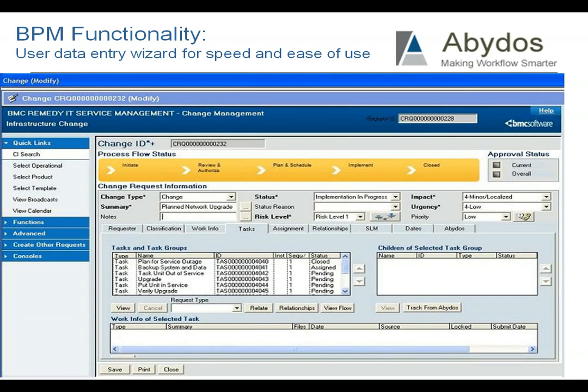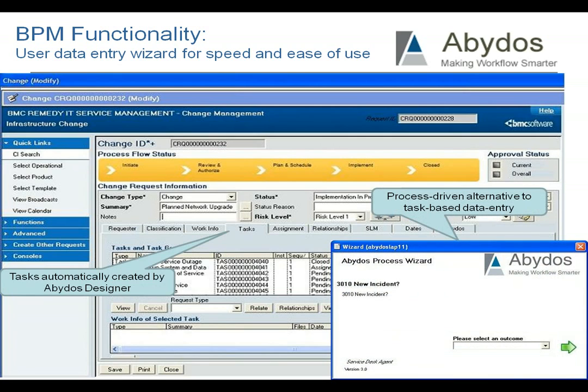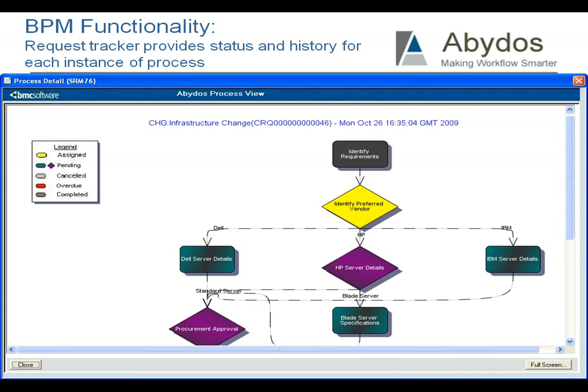Other things to look out for, obviously, we're going to be using the product and demonstrating it with ITSM 7.5 and 7.6 in fact today. One of the things you'll see is automatic task generation, so something else to look out for, and also what we call the Abydos process wizard, which is something you can use as an option to help you find your way through the processes that we're going to be using today. So just pointers to things to look out for during the demonstration.